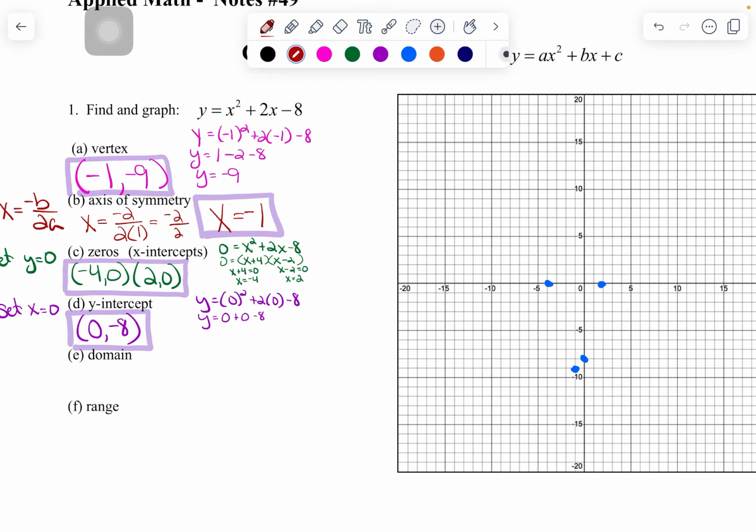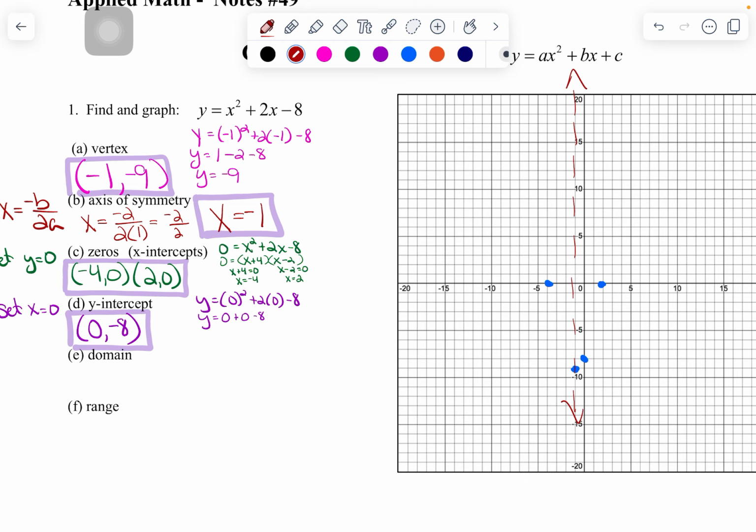So your axis of symmetry, that is a dotted or a dashed line that goes through the vertex right there. And here's what I mean about it being the symmetrical piece. If you notice that this x-intercept over here is 3 units to the right of the axis of symmetry, and then this x-intercept is 3 units to the left, that's the whole concept. Every point on the left side is going to have a mirrored point on the right side.